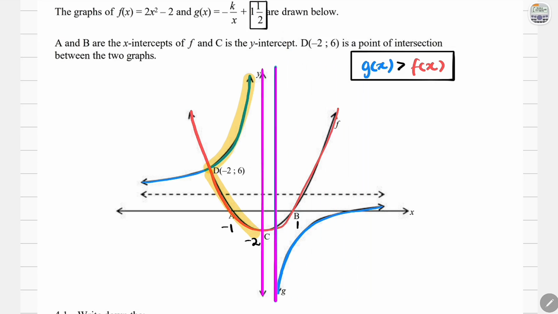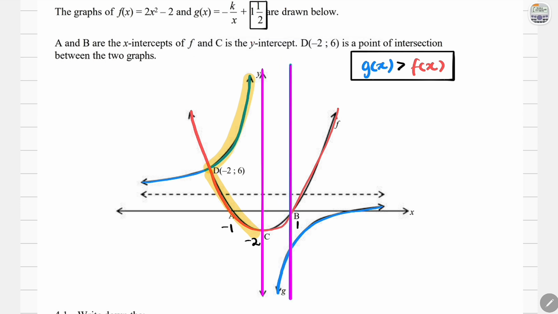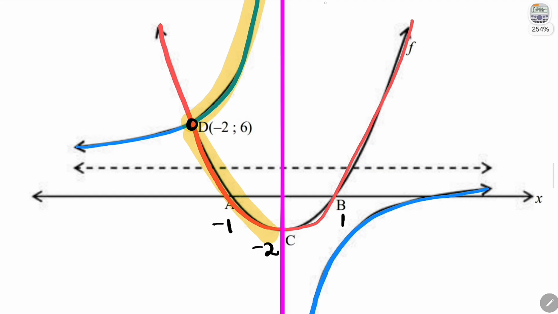And then if we keep moving, what happens? Do you see that now the graph of F is above the graph of G? We don't want that. All through, the graph of F is above the graph of G, and it doesn't work all through there. G must be above F. So we can see that it only happens here, starting immediately after that point of intersection of -2. So that's going to be from -2 all the way to the x value of 0.